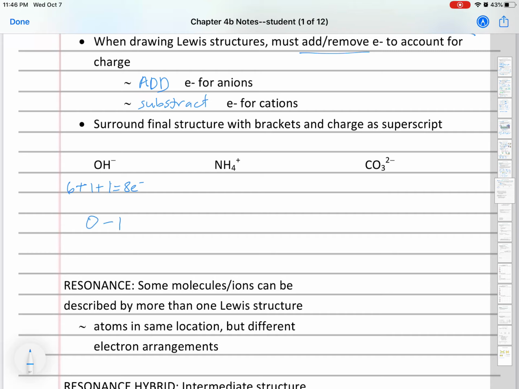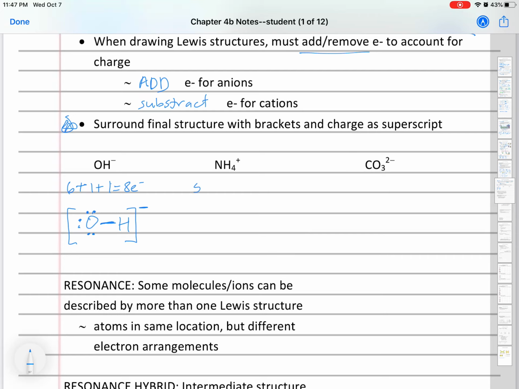So we can draw the O and the H connected. There's 2 electrons here in the bond, and we'll distribute the other 6 around the oxygen. Ta-da! To identify that this is a polyatomic ion, we put brackets around it and we indicate the charge. That's sort of the last rule for drawing Lewis structures of polyatomic ions. Let's do a couple more.